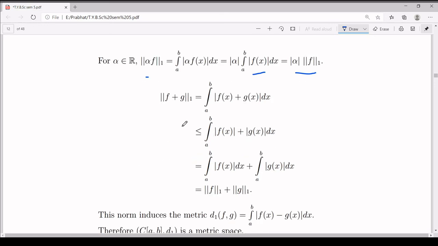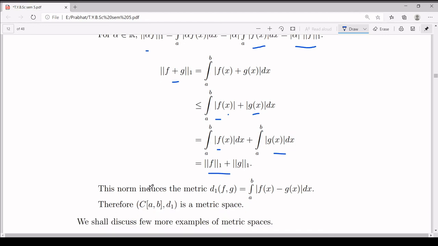Now the triangle inequality, norm f plus g. Norm f plus g is integral of mod f plus g. Now by triangle inequality of absolute value function, mod f plus g is less equal mod f plus mod g, and therefore by using the properties of integral, you can say integral of mod f plus g is less equal integral of mod f plus mod g, and this is equal to integral of mod f plus integral of mod g, which is norm f plus norm g. So you have proved norm f plus g is less equal norm f plus norm g, and this is a norm that you have proved.